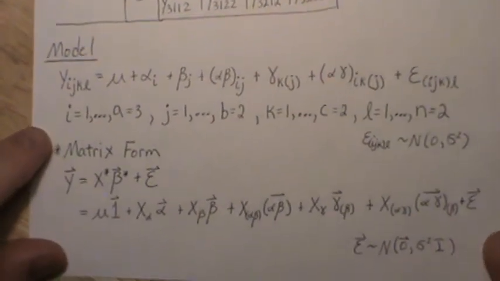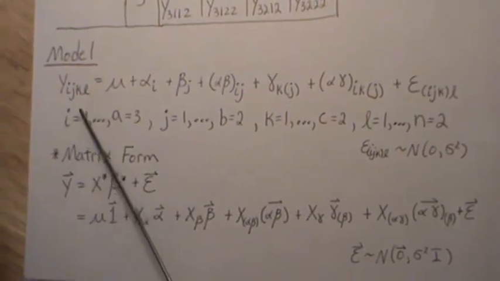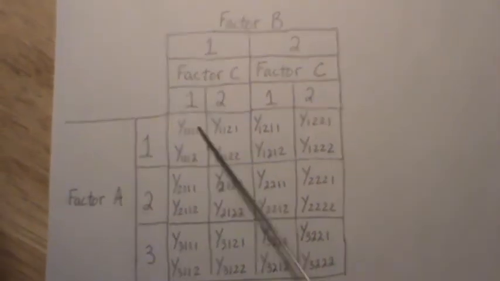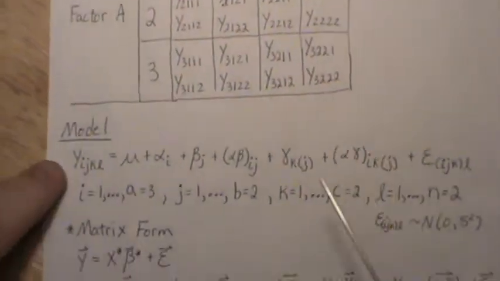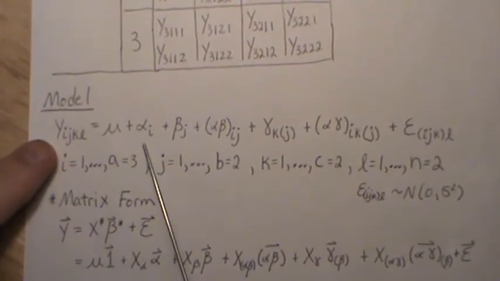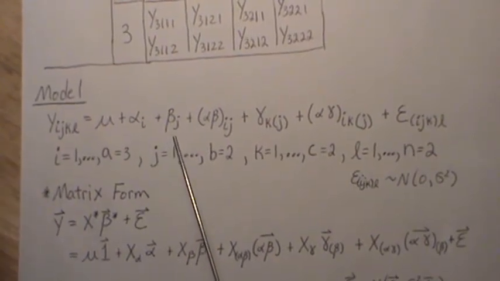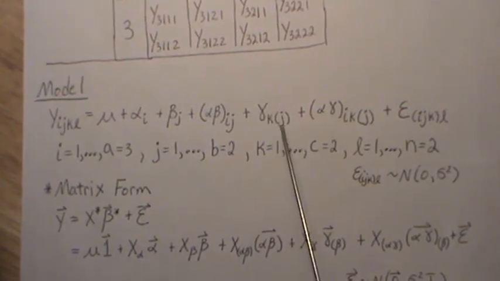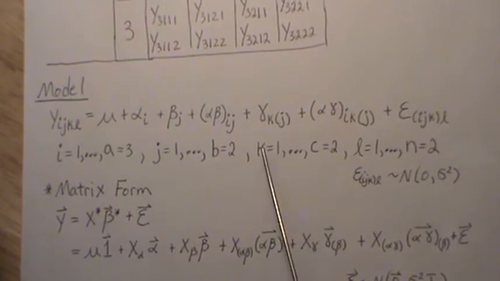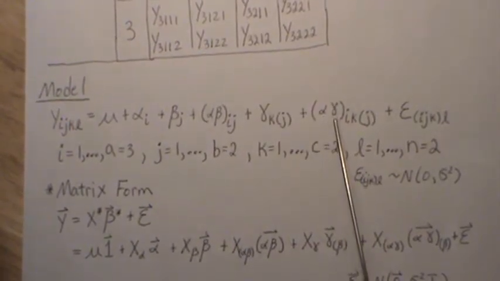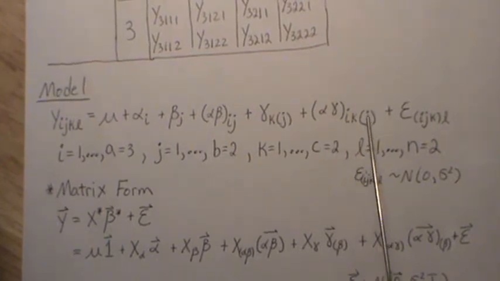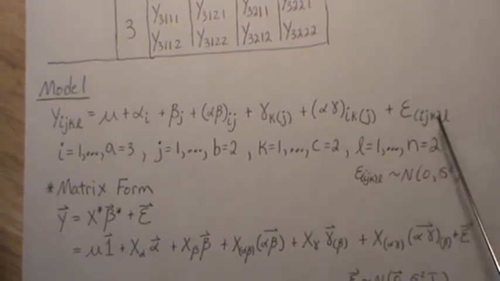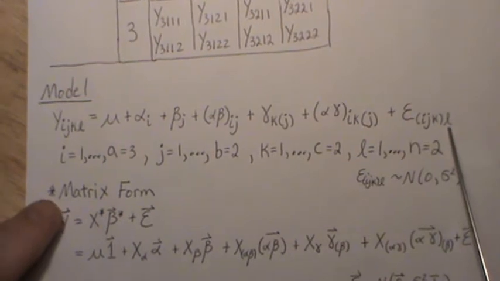Now the model is this. Y_ijkl, so factor A, B, C, and then the replicates. In this example there are 2 replicates within each setting. So it's the grand mean plus factor A effect, factor B effect, the interaction between A and B, factor C but within factor B, and then the interaction of factor A and factor C, but it's nested within factor B. That's what this represents. And then the error terms are considered nested within all three, and that's the replicates.